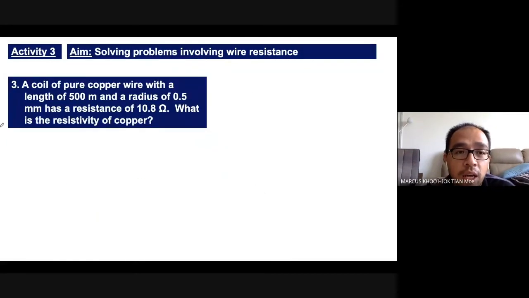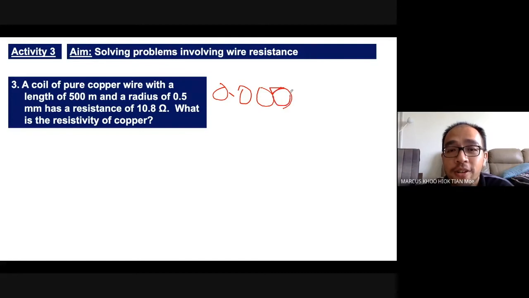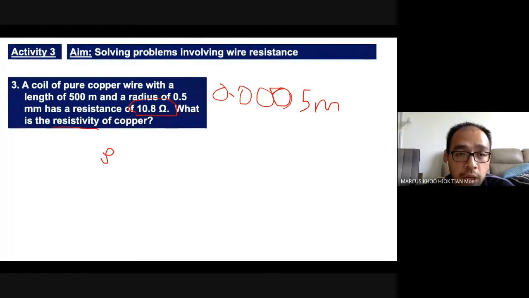Okay. Coil of pure copper wire with a length of 500 meters and a radius of 0.5 millimeters. Okay, let's standardize this. 0.5 millimeters is 0.0005 meters. But it has already given the resistance. Question is find the resistivity of copper. So this one is find the value of rho. Okay, can you try this please?